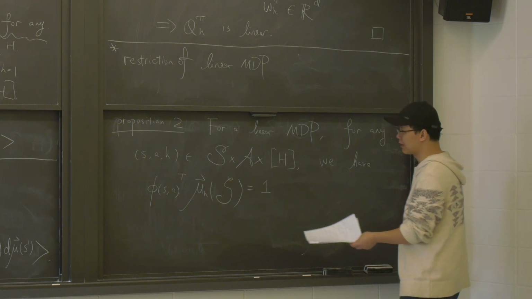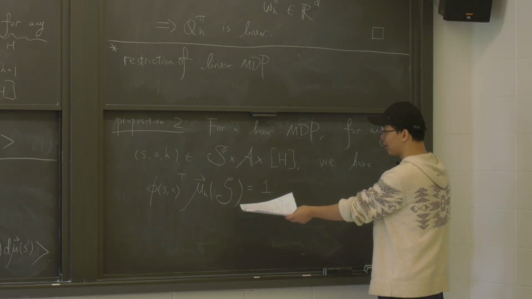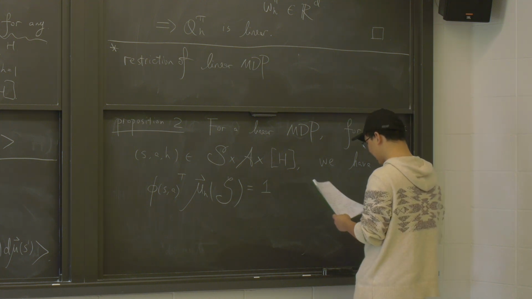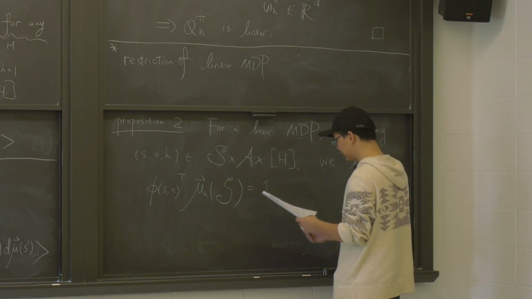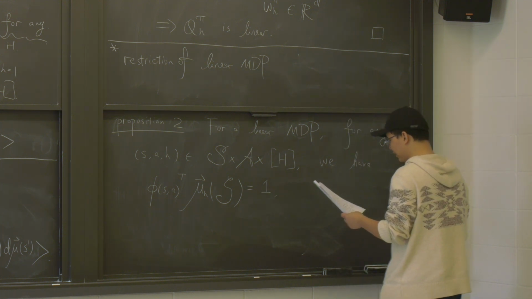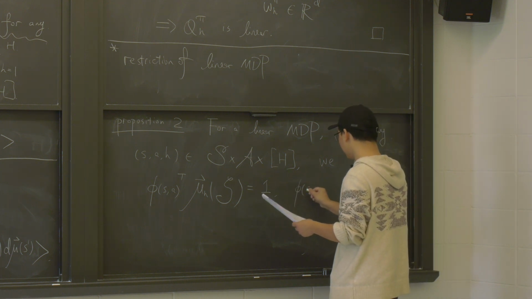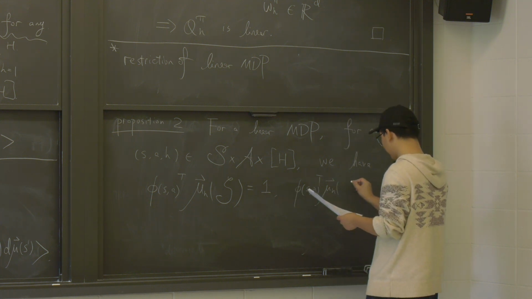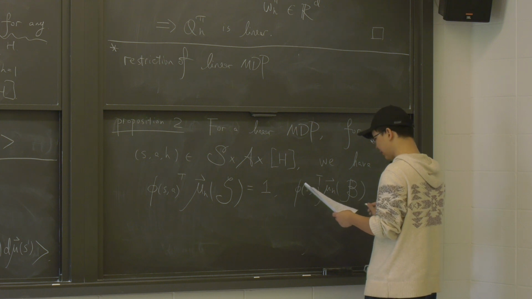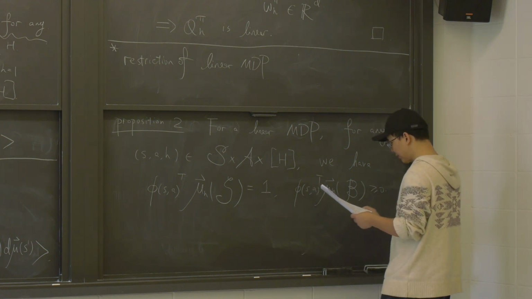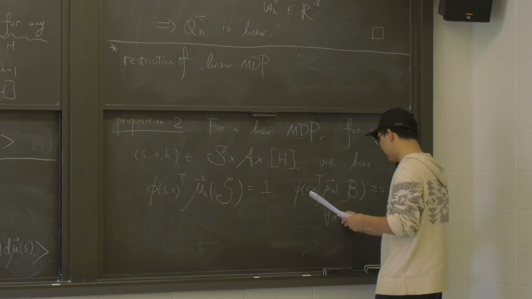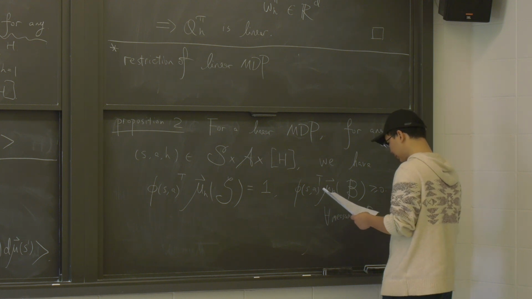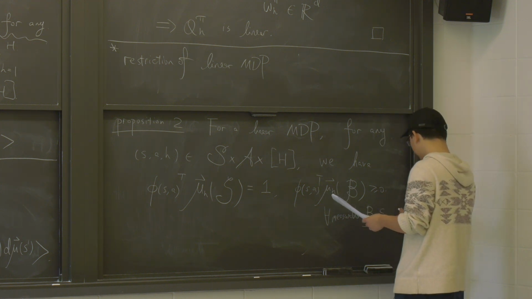If we ask what's the probability that the next state lands in the whole state set, it's of course 1, right? Because the next state has to land in this set. And also, we need phi(s,a) transpose mu_h of B, let's say this set B, to be greater than or equal to 0 for any measurable event, meaning any measurable subset of S.